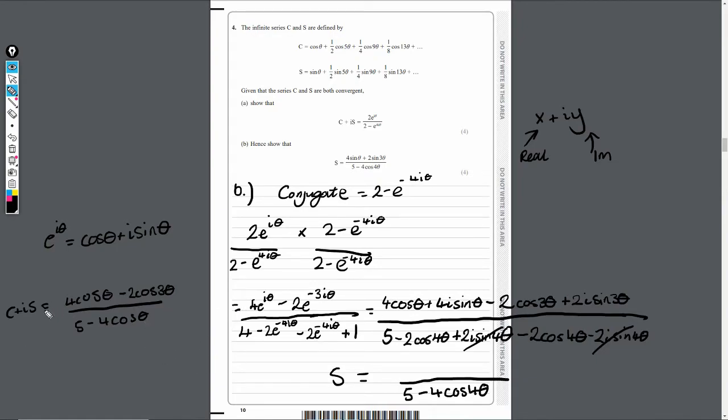So we just want the S. This here, this is C, which we don't want. We just want to show that S is equal to this. So S is going to be equal to your imaginary part. So it's going to be 4 sine theta plus 2 sine 3 theta. And there we have it. We've shown that S is equal to 4 sine theta plus 2 sine 3 theta all over 5 minus 4 cos 4 theta. That's question 4 fully complete.